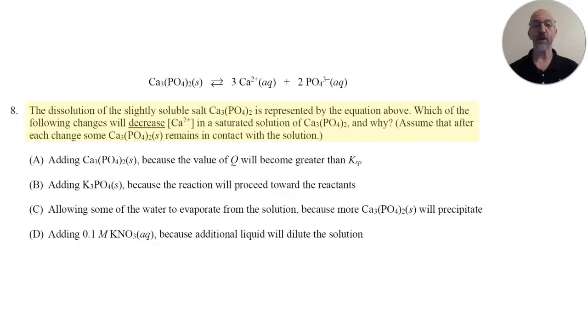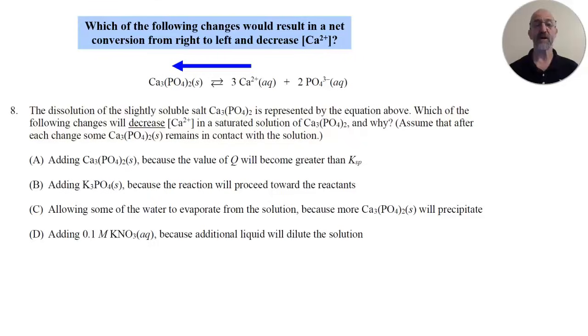It says, which of the following changes will decrease the concentration of the calcium ion in a saturated solution of calcium phosphate, and why? Assume that after each change, some solid calcium phosphate remains in contact with the solution. So what we are doing to determine the correct answer to question 8 is we're asking ourselves the following question. Which of the following changes would result in a net conversion for this equilibrium from products to reactants, or from right to left, favoring the formation of the solid and decreasing the concentration of the calcium ion in the solution?